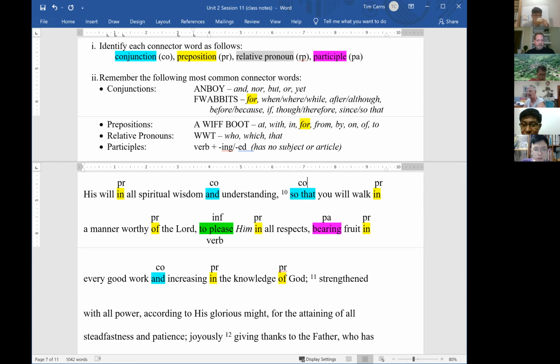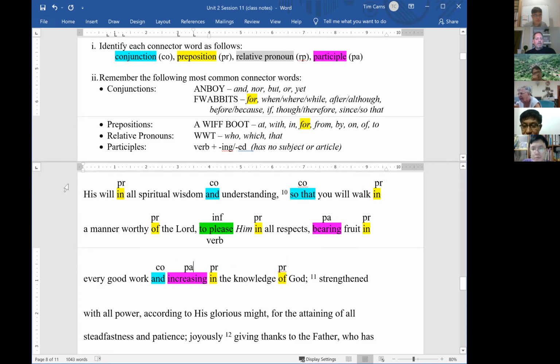All right, so we'll put CO for conjunction up here. Good. Any others? No, I don't see any. Oh, wait, increasing, would that be an infinitive? No, ING, that's a participle. You're on the right track. Participle, good. Now, I got so many notes. Yeah, I know.